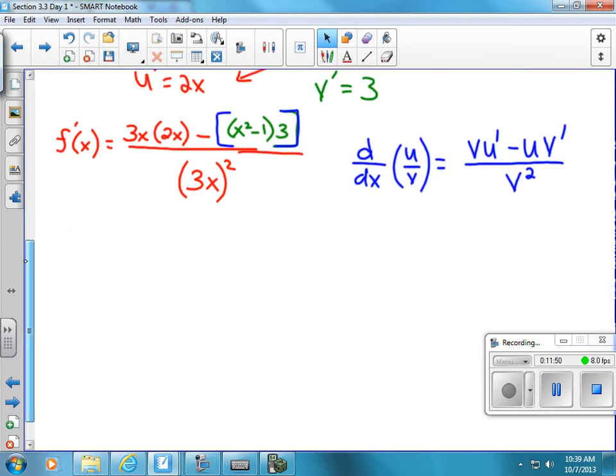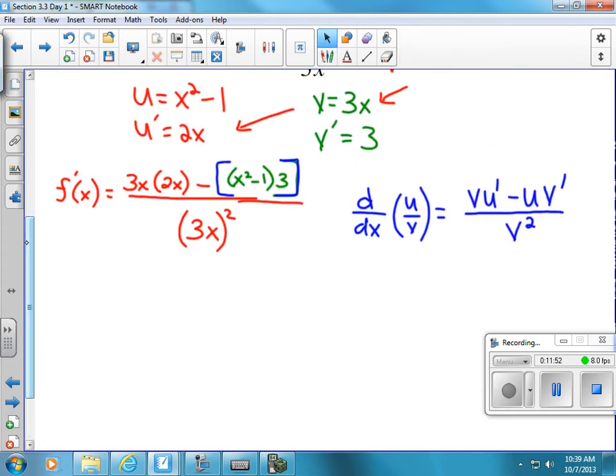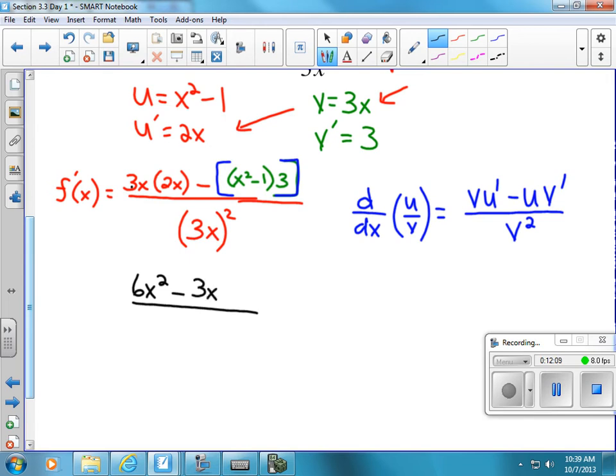Now, all we have left to do, this is the hard part, and this is where most students have the most trouble. They get everything plugged into the equation right, but they mess up on their algebra. 3x times 2x is 6x squared, minus 3x squared. Don't forget to distribute this. And this is a minus 3, so a minus minus 3 is plus 3, over 9x squared. Remember, 3 squared and x squared. All right, so that equals the derivative at x.